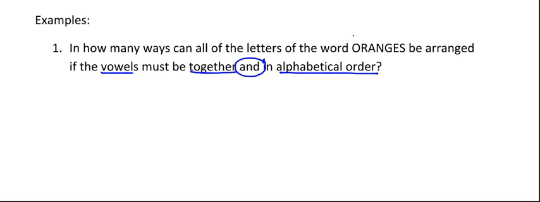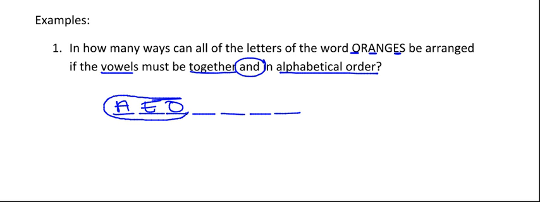So let's take a look at the vowels first. I've got O, A, and E. And then I have 1, 2, 3, 4 other letters, consonants. So if the vowels must be together and in alphabetical order, let's arrange these alphabetically: A, E, O.